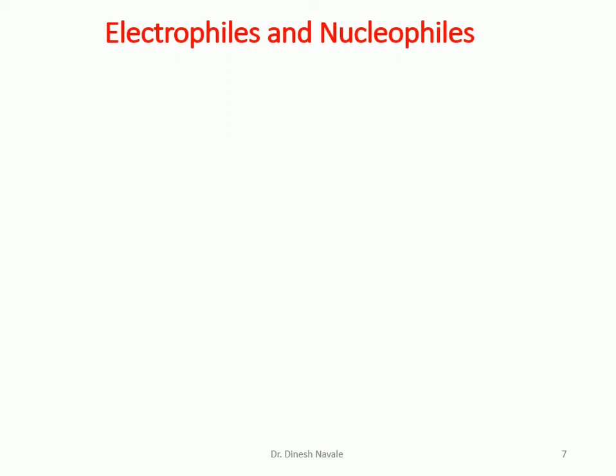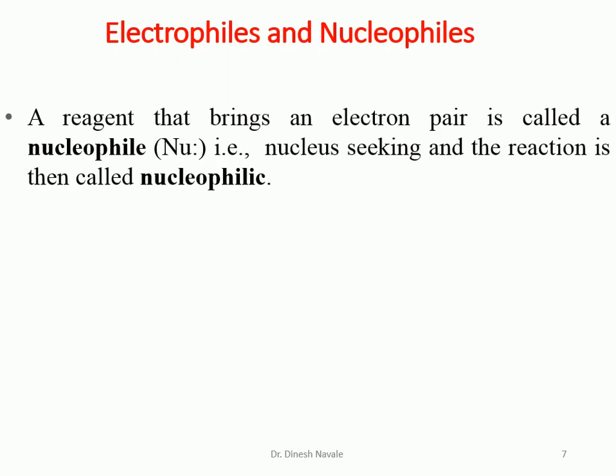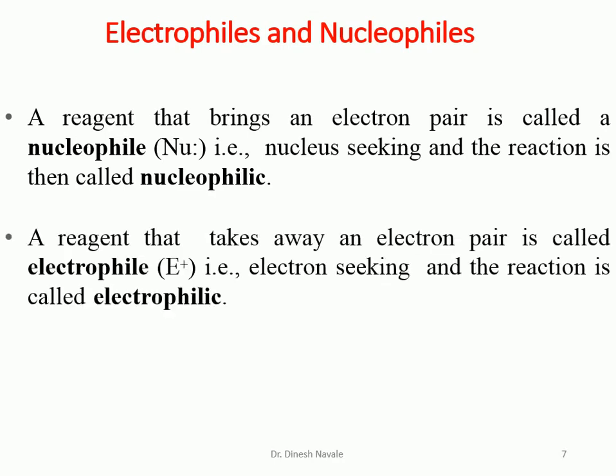Now, electrophiles and nucleophiles, what is the basic difference between them? A reagent that brings an electron pair is called a nucleophile, and the nucleus seeking center in the reaction is called the nucleophilic center. So a nucleophile is a species which can bring an electron pair. A reagent that takes away an electron pair is called an electrophile, and the electron seeking center in the reaction is called electrophilic. That means those reactions which contain an electrophilic center will be electrophilic in nature.